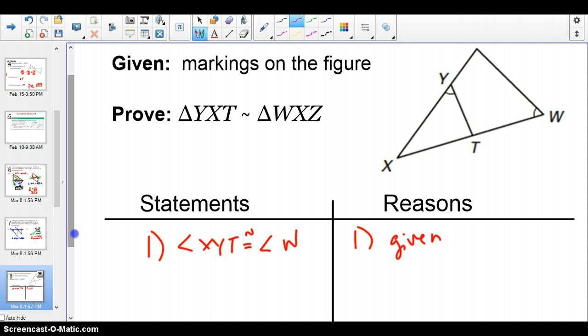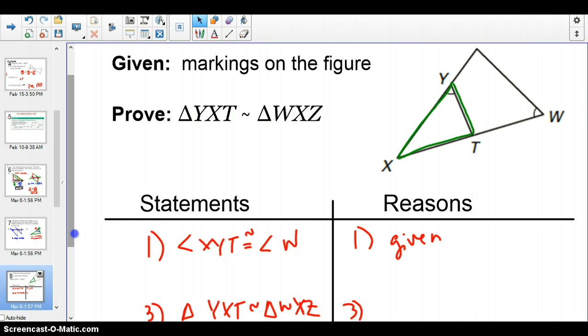Our goal, I'm just going to write my last line. It's a short one. Our goal is that triangle YXT is similar to triangle WXZ. I'm going to highlight that. I want to have a game plan here. YXT would be this one. We want this to be similar to WXZ, which is this one here.